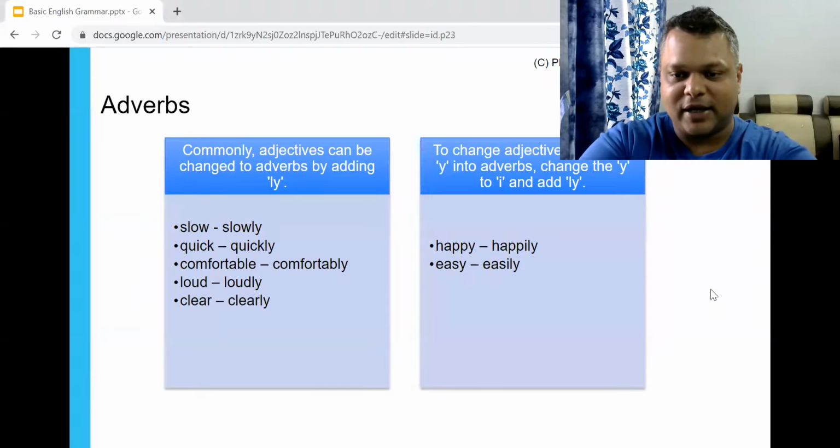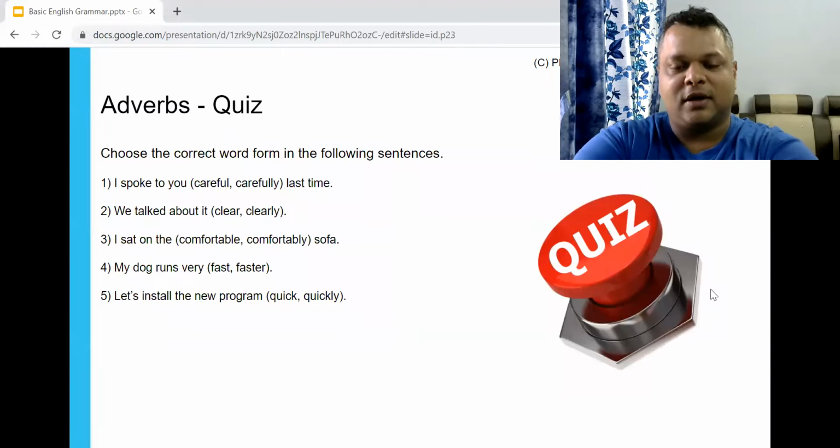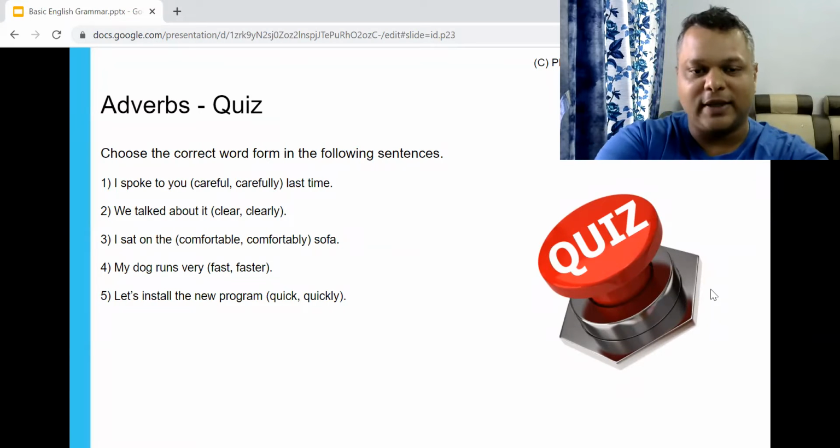So let's see how much you guys have understood by doing this quiz. Choose the correct word form in the following sentences. Just give me the answer either on chat or come on the call and just tell me what the answer is, no problem. The first one, I spoke to you dash last time. So will it be okay, thank you Ashish.